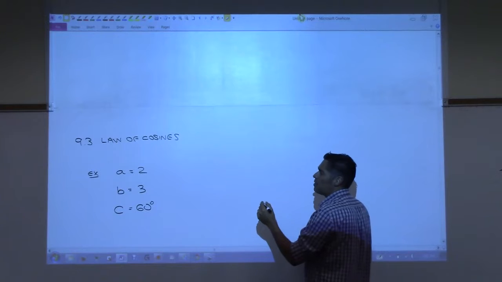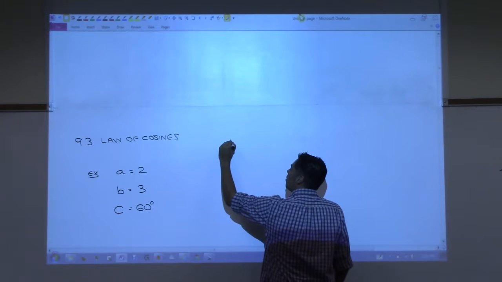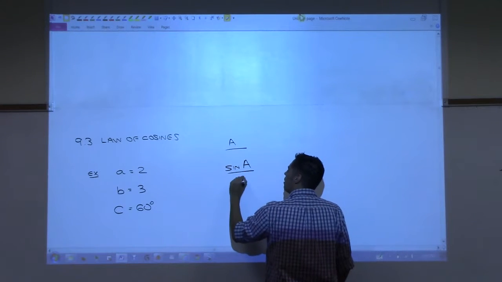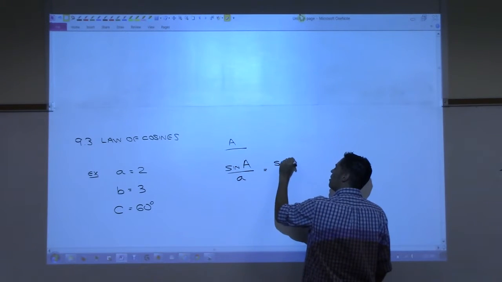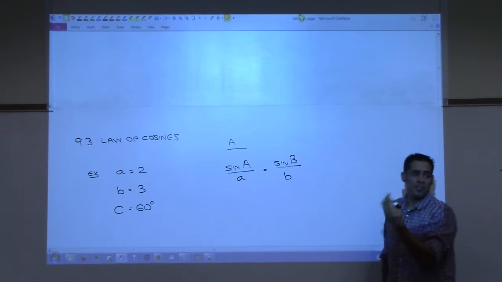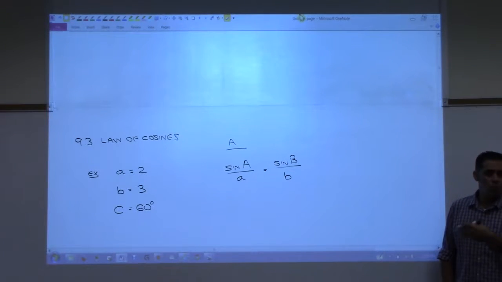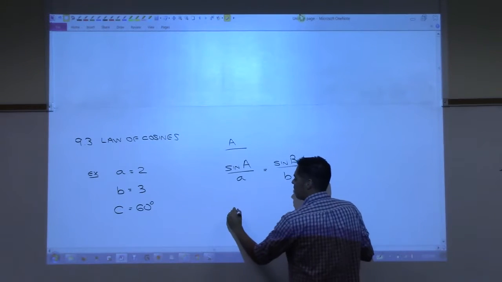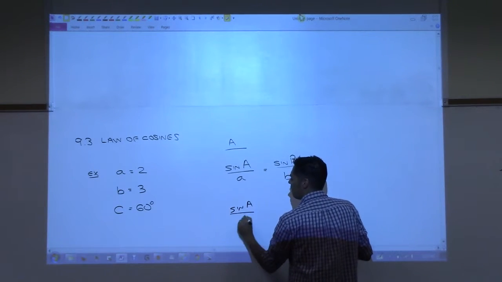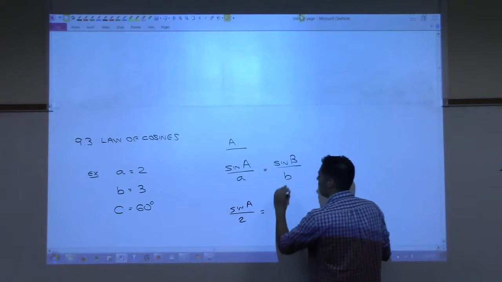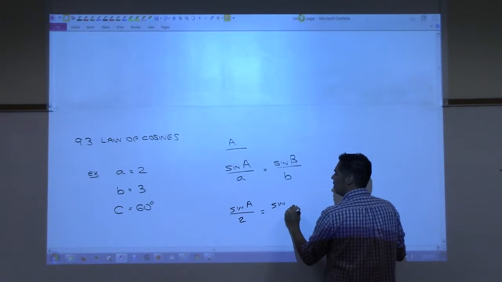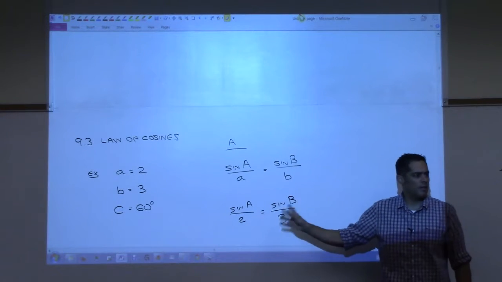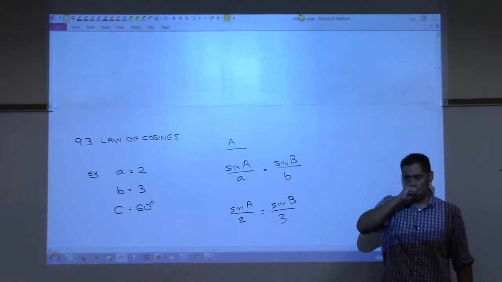Let's say we were going after capital A. If we were going to go after capital A, then we would use sine capital A over little a equals, then we would either have to use sine capital B over little b, or we'd have to use sine capital C over little c, right? One of those. So could I use this? Sine capital A, do we have little a? Yes, okay. Sine capital B, do I have capital B? No. Do I have little b? Yes, I have two unknowns here. I can't use that, right?